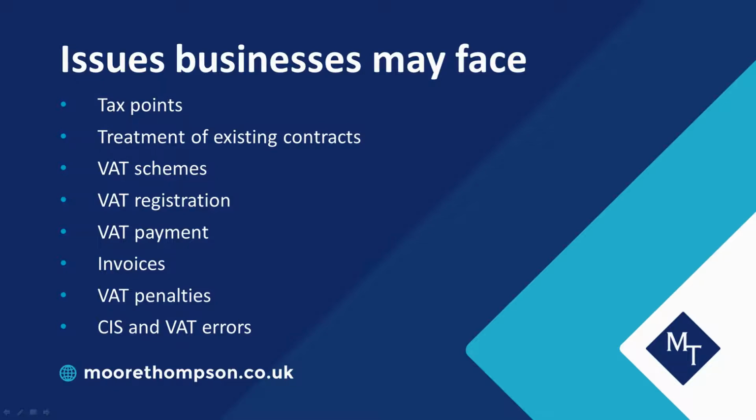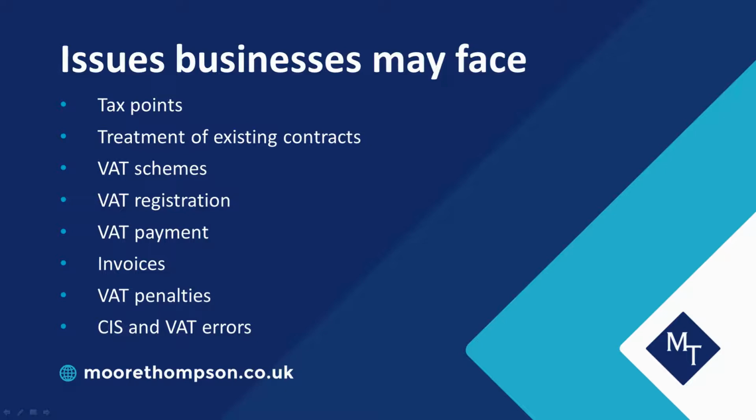The impact on VAT schemes. Cash accounting cannot be used with CIS reverse charge invoices. A business will need to review use of the flat rate scheme as it is likely to no longer be beneficial. If a business is likely to become a VAT repayable business, it will be beneficial for it to move to monthly VAT returns to aid cash flow.